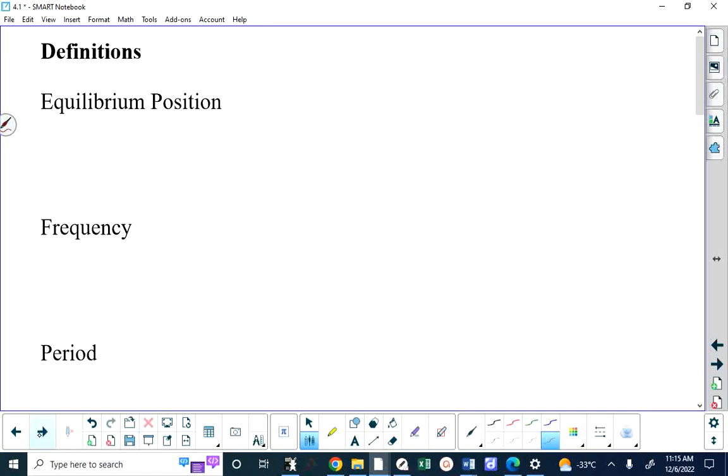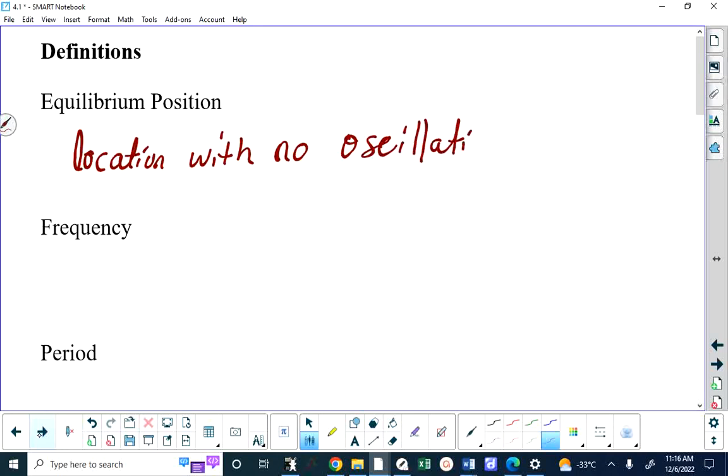When I have a pendulum, this is the equilibrium position right here. If I start swinging it, it shouldn't be a big surprise that the pendulum goes just as far on one side of the equilibrium position as it does on the other side. So the equilibrium position is the location with no oscillation. If you don't like the word oscillation, you can use vibration, you can use motion.